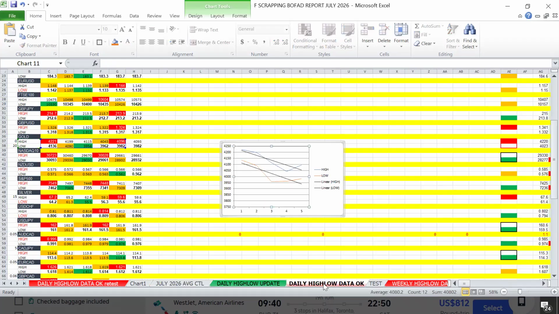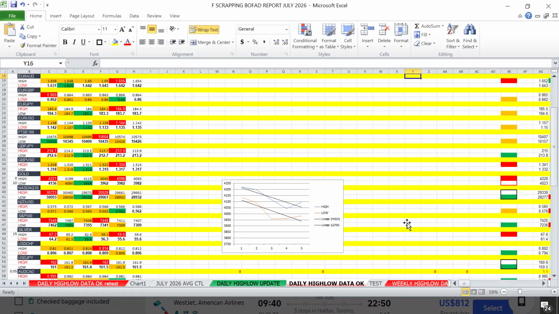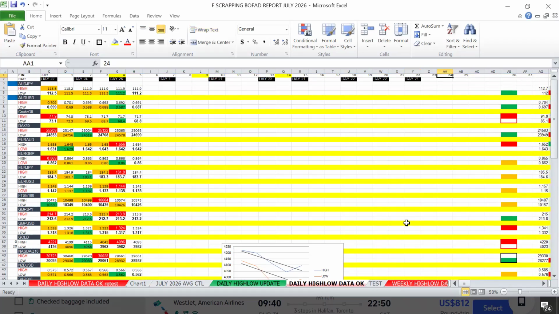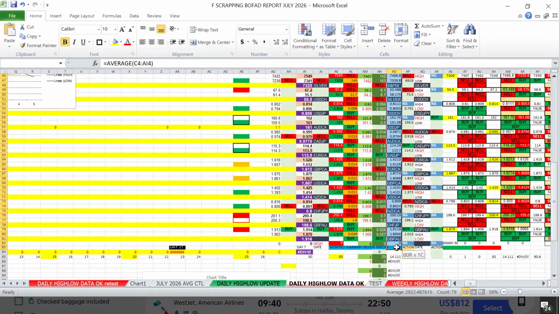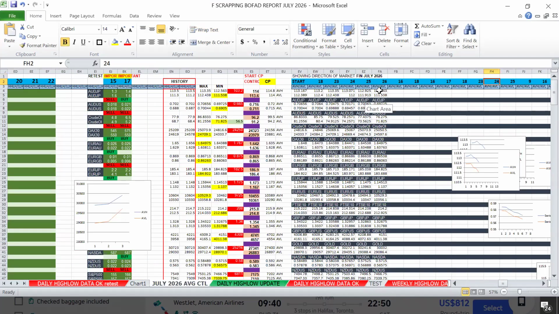So this is the scraping report, daily data high and low. Okay. So we pick the information from this column. So once we get this, we copy and paste here on a daily basis as we update the report.